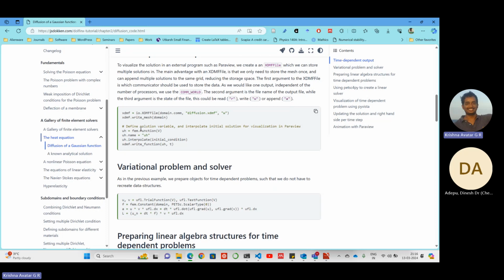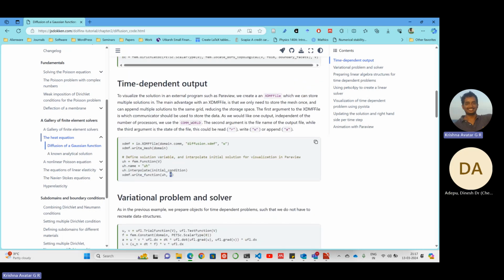xdmf.write_mesh(domain). Now we define the solution variable and interpolate the initial solution for visualization in ParaView. So uh is equal to fem.Function. We are first defining the function, then setting uh.name is equal to uh. And then we are interpolating the same initial condition onto it, and then we are able to write it. And recall that t was initialized to be 0, so it will mark it as 0 in that solution file.